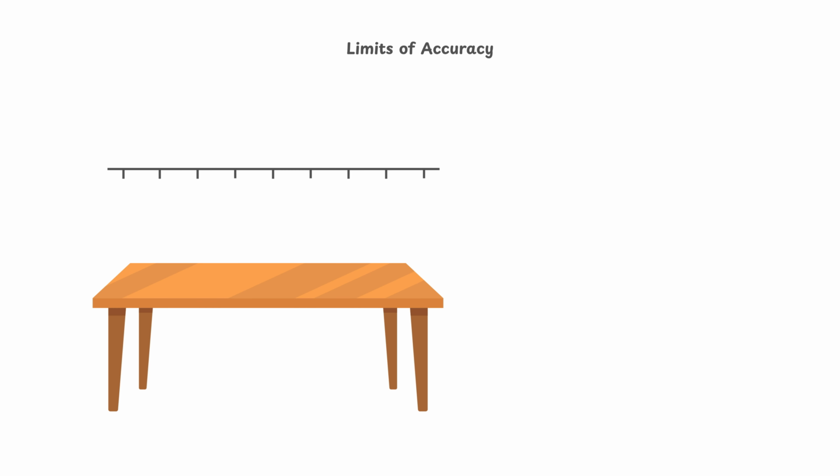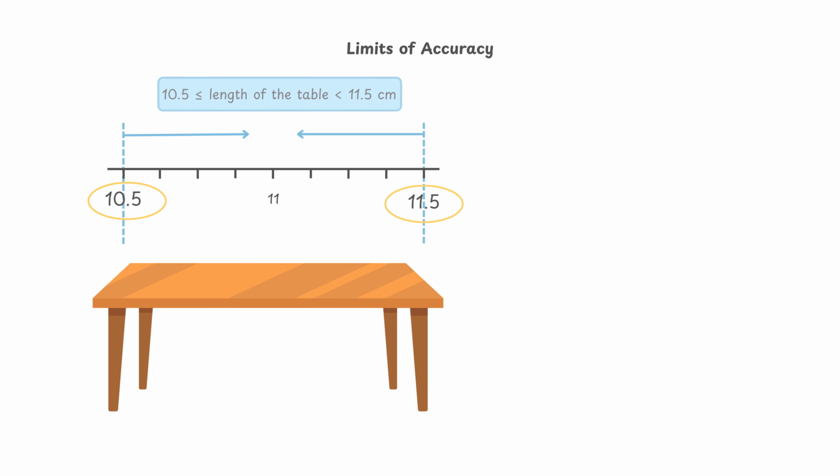Now let's build on that idea using this example. We are given a measurement of 11 centimeters for the length of a table. But remember, this value has been rounded, so the true length is not exactly 11 centimeters. It lies somewhere within a range. Let's look at the number line. We can see two important values marked, 10.5 and 11.5. This tells us that the actual length of the table is greater than or equal to 10.5 but less than 11.5. So we can write this as 10.5 is less than or equal to the length of the table, which is less than 11.5 centimeters.